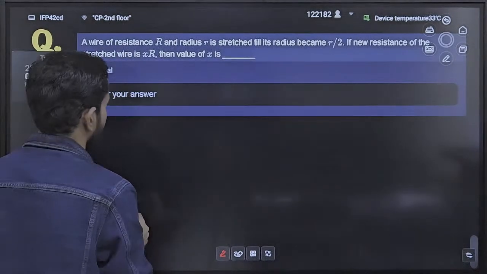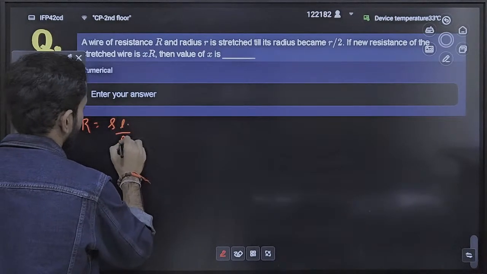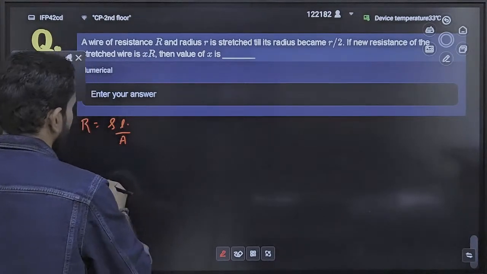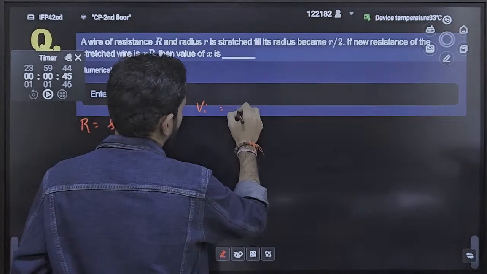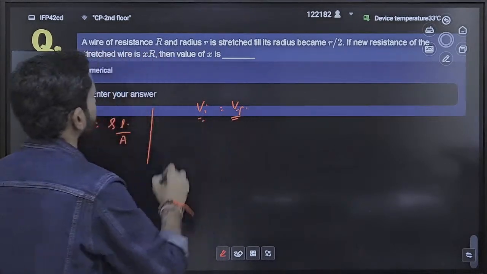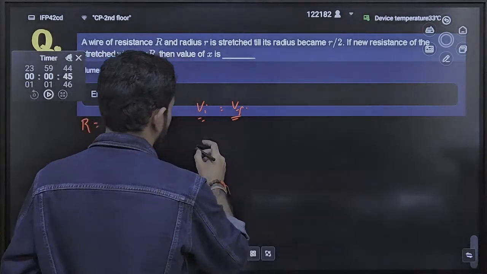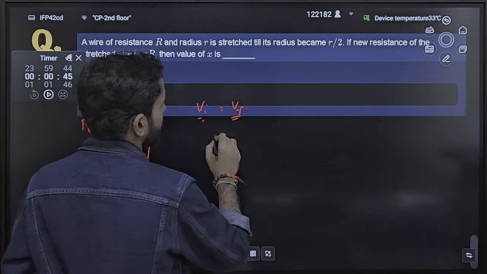Initially, the resistance is R. And what is the formula for resistance? Resistance is equal to rho L by A. So, what can you do here? Simply apply volume conservation. The initial volume will be equal to the final volume, correct? And what is the volume of a wire? It is pi r square into L. That means what can you write about the initial volume.